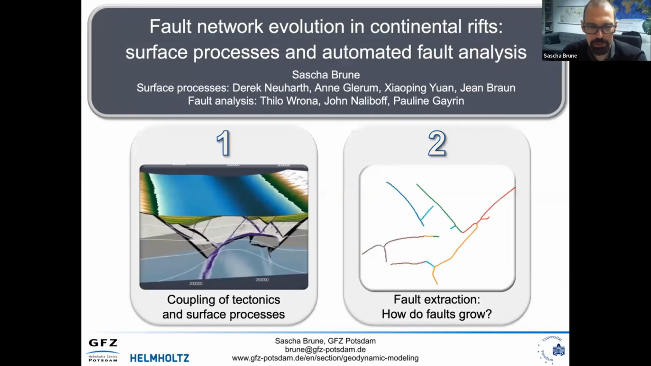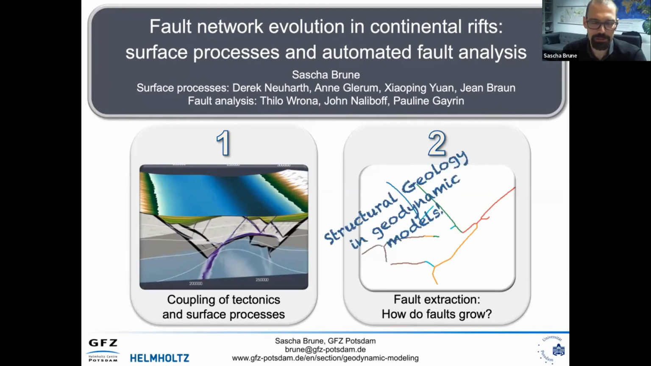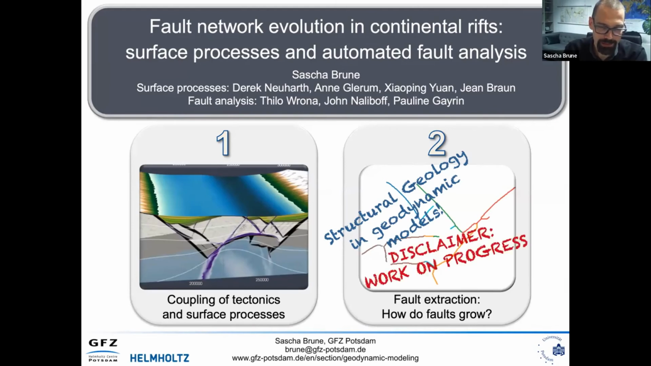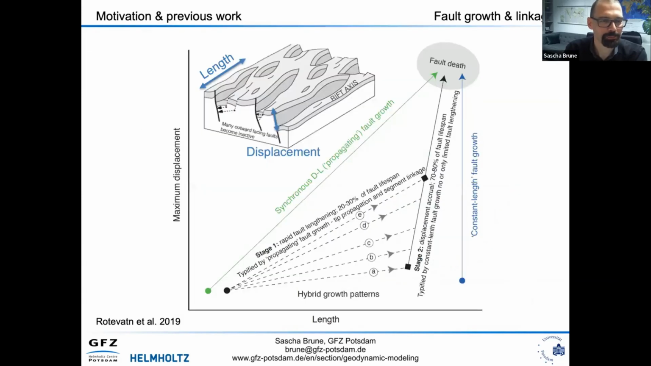I move on to the second part, fault extraction. This is slightly linked to the first part, but first I come to the technical details, or a bit the motivation. We are used to getting petrological results in numerical models, PTt paths, and how the minerals are evolving. But this is an attempt to also extract structural geology from geodynamic models. It's work in progress, so this has to be taken with a grain of salt.